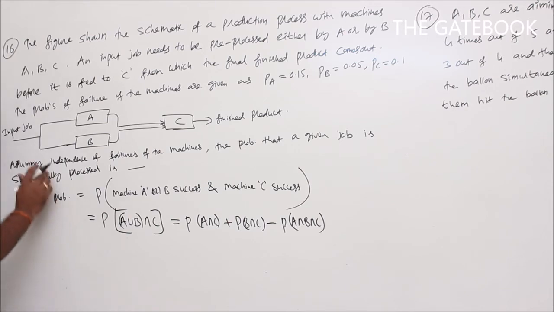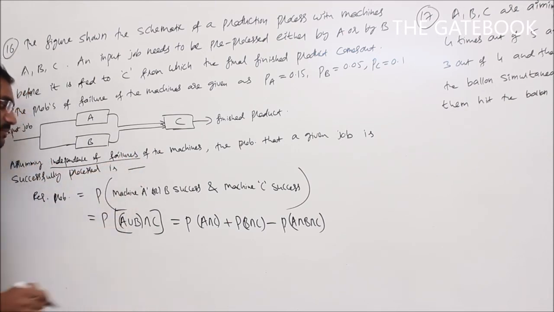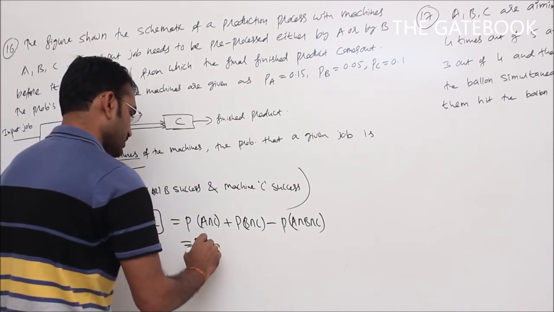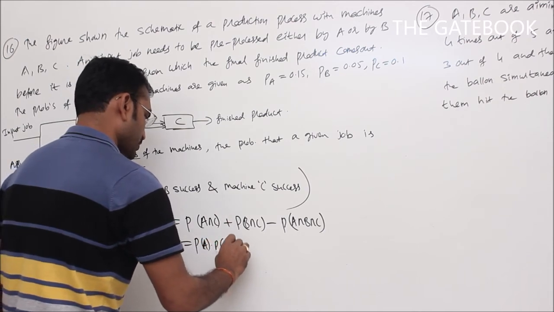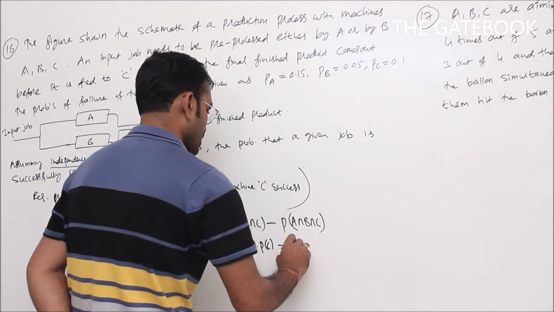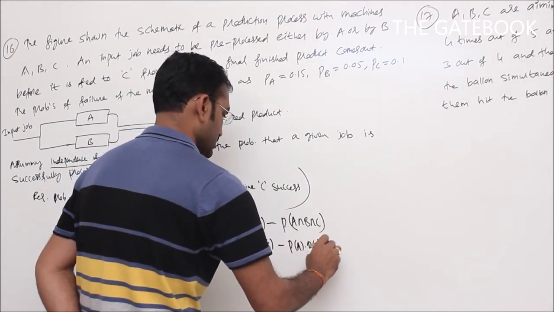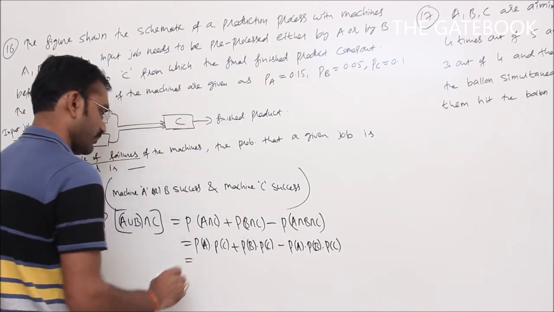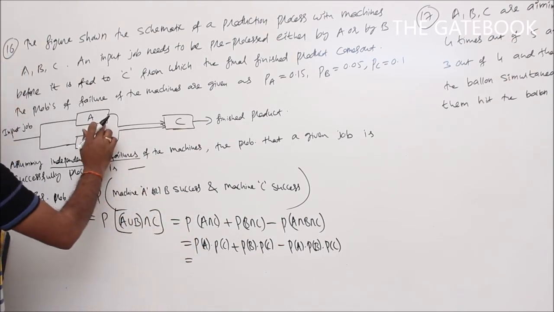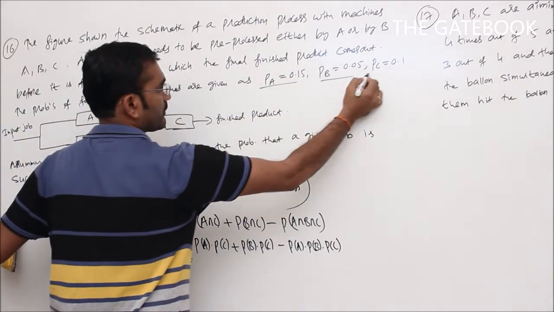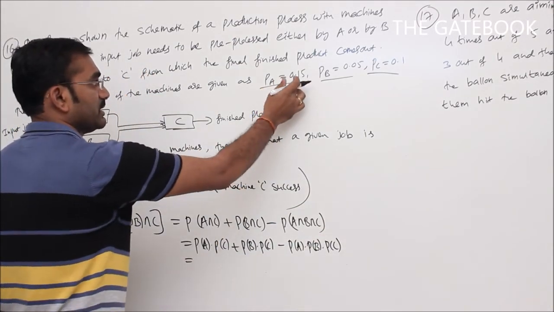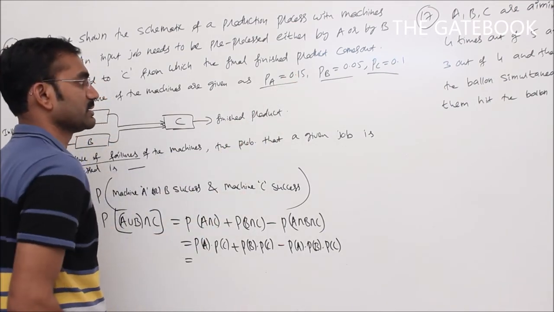It is given that the failures are independent, so A, B, C are independent. I write P of A intersection C as P of A into P of C, plus P of B into P of C, minus P of A into P of B into P of C. Notice P of A is the probability that machine A succeeds. The values given here are failures of A, B, C machines. The corresponding success of A is 1 minus 0.15.